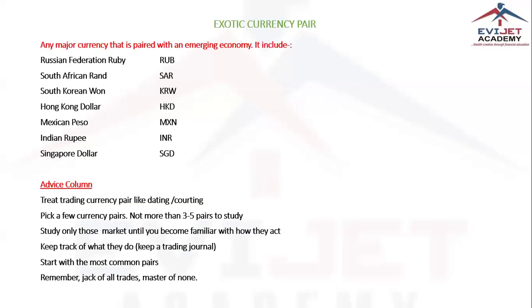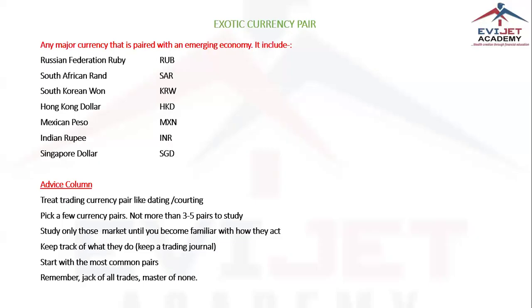So let's see, what are the emerging economies? A major currency paired with an emerging economy includes, for example, the Russian Federation Ruble, so you can have USD ROUB. Now the South African Rand, USD ZAR. So these ones are called exotic pairs. Anything outside the major and minor pairs is called an exotic pair.